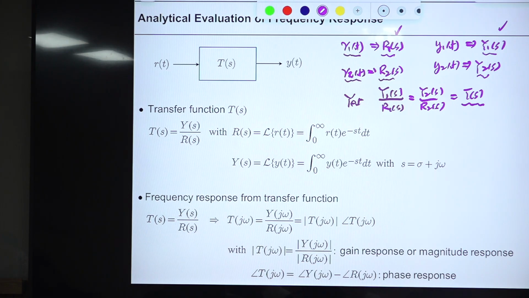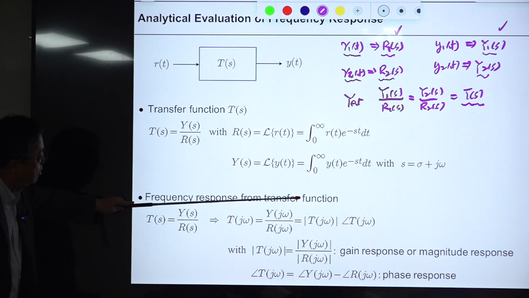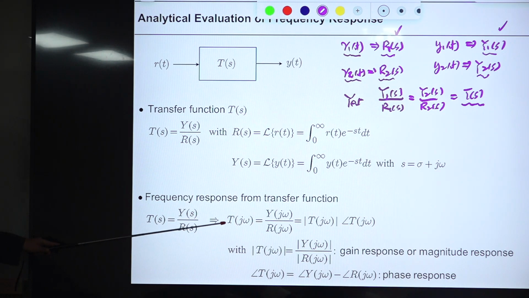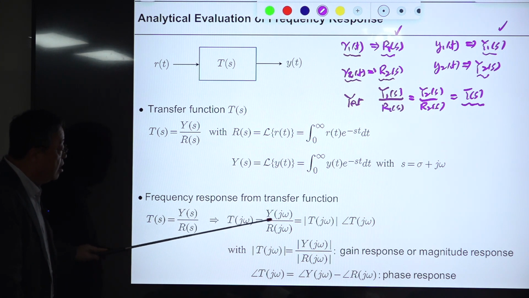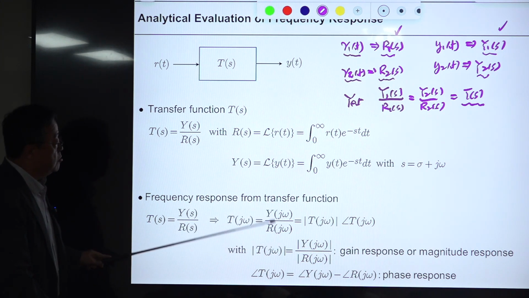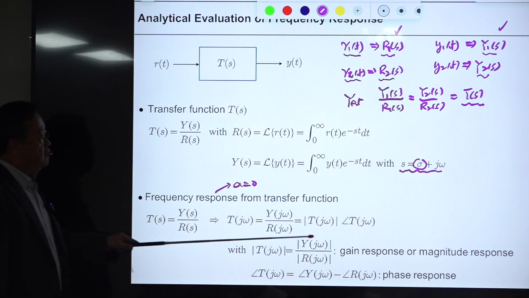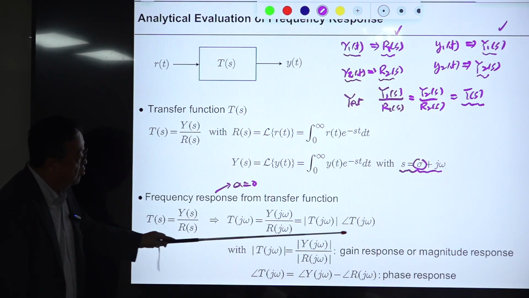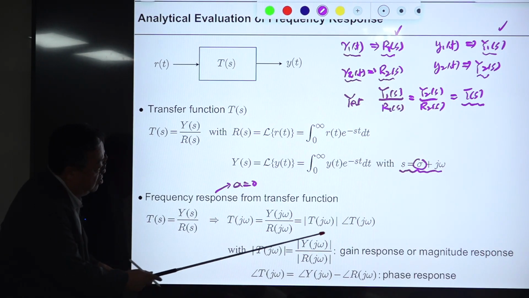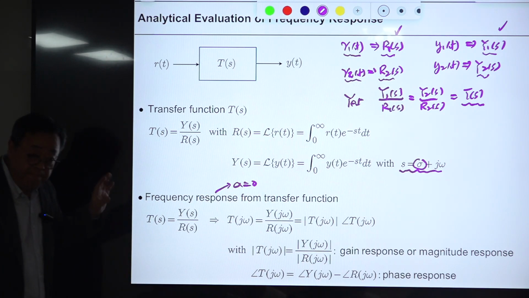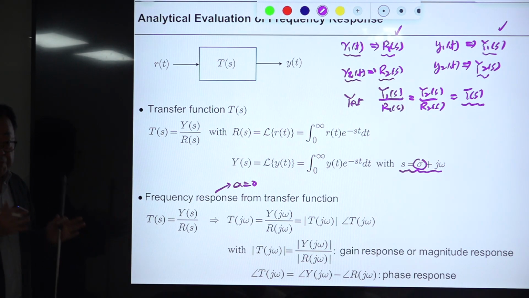Same is true here. This is output, and the frequency response is from the transfer function. You know the transfer function. You just replace s in this transfer function with j omega, because this is the sinusoidal response. s is usually sigma plus j omega. For the sinusoidal analysis, frequency response, this sigma is 0. So you evaluate the magnitude of the transfer function itself and the phase of the transfer function itself at a particular frequency, then you obtain the sinusoidal response at that particular frequency.